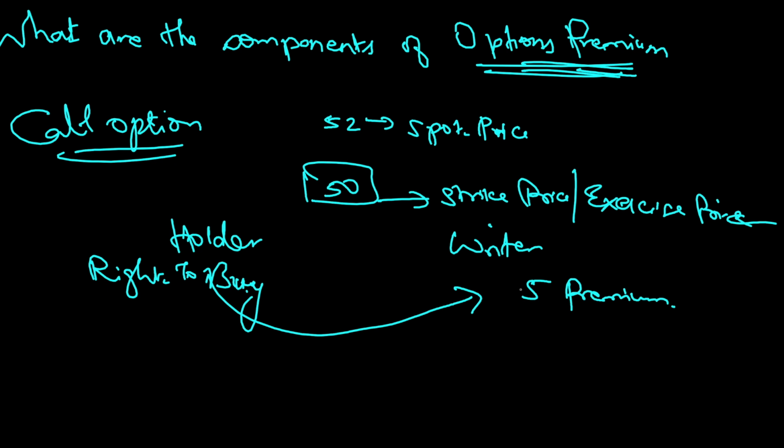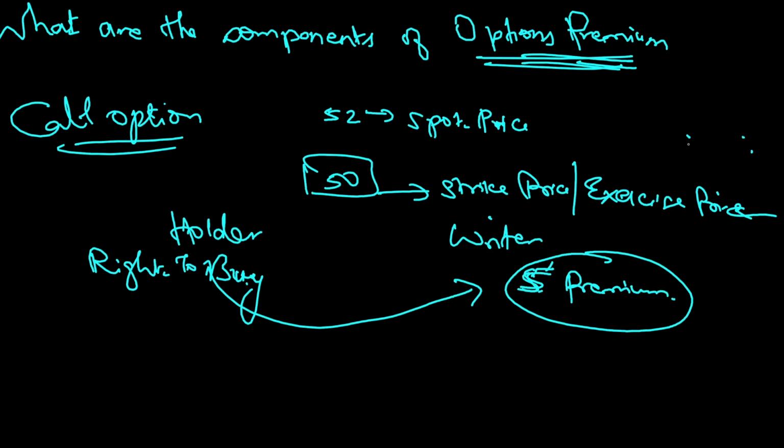Now I'm not focusing on what a call option is because I'm assuming you know it. If you don't, there is a separate video focusing on call options. You can watch that and then come back to this one. In this video I'm focusing only on the options premium. Here the premium is 5 rupees that the holder will pay to the writer. Now what does this premium consist of? That's what this video is all about.